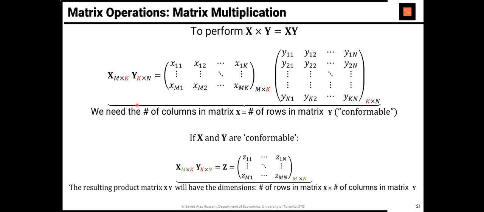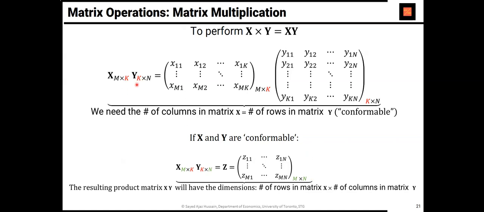And the way it works is, here's matrix X with m by k dimensions, and here's matrix Y with k by n dimensions. For you to be able to multiply, the first matrix's columns have to be the same as the second matrix's rows. So k columns of the first matrix, k rows of the second matrix. So these two things have to be exactly the same. And what will come out eventually will be a matrix with m rows and n columns.